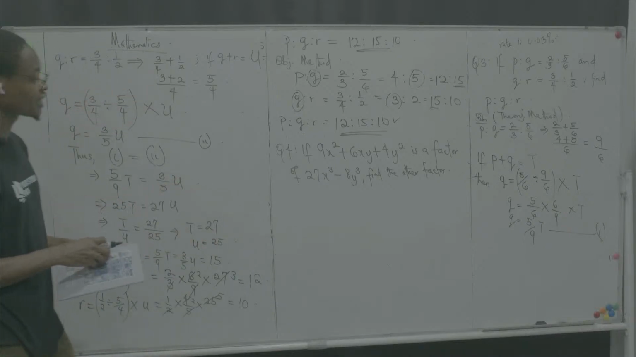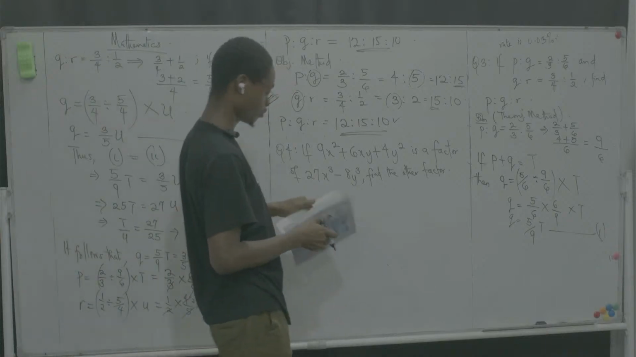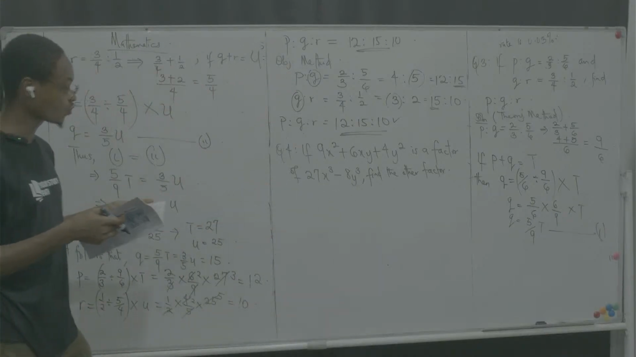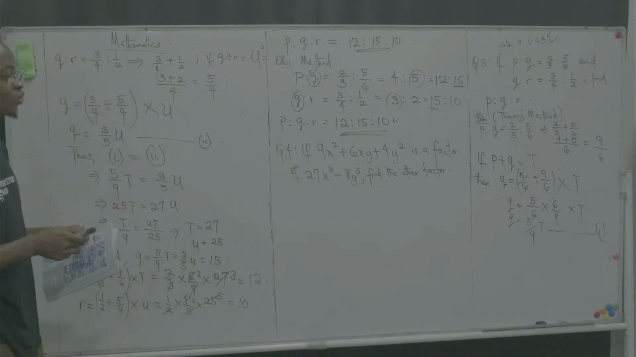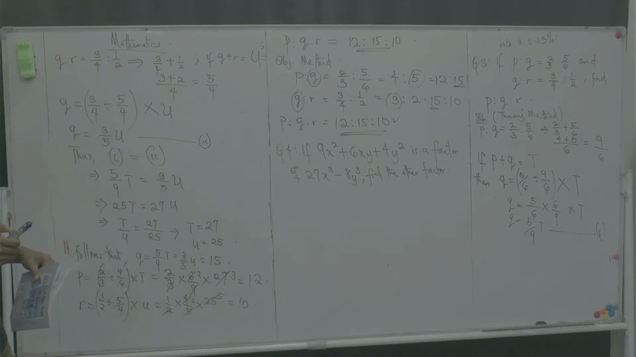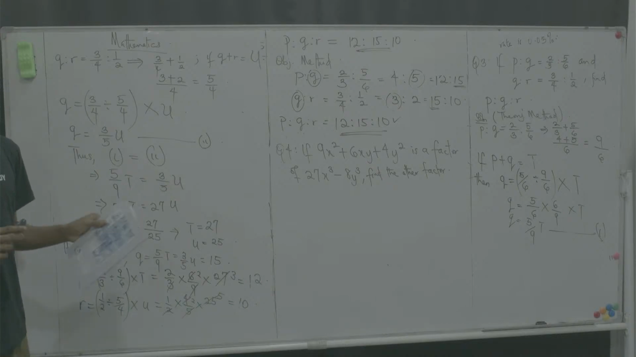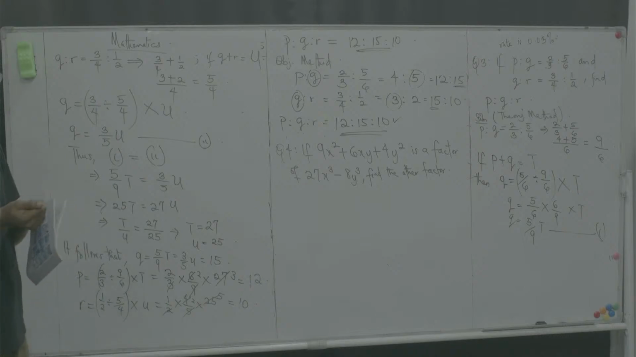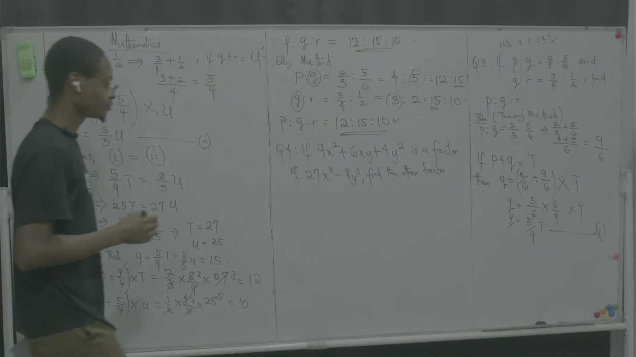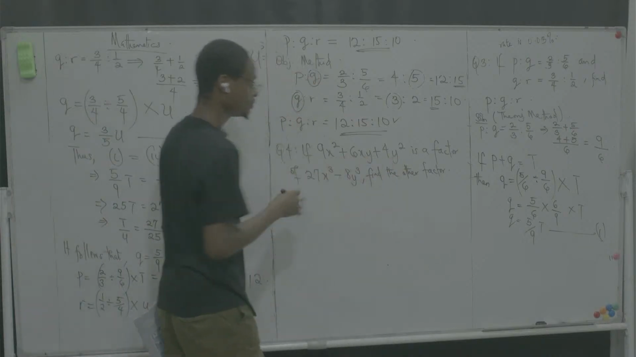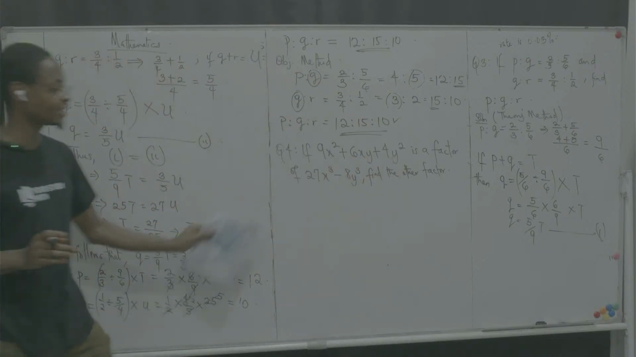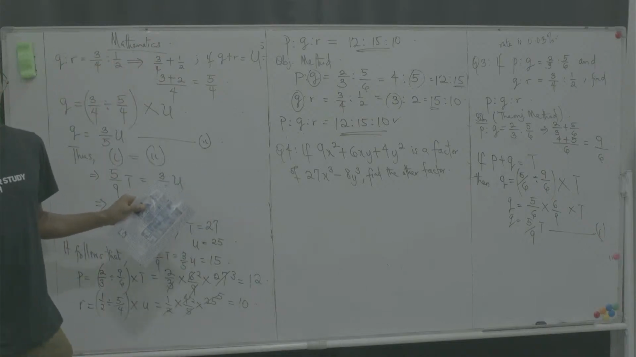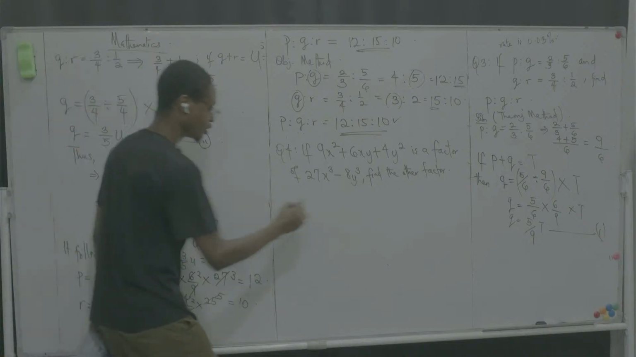So let us solve this. If 9x squared plus 6xy plus 4y squared is a factor of 27x cubed minus 8y cubed, find the other factor. Find the other factor. So that is all we have to quickly do on this. Now, to solve this is very straightforward. The very first thing you have to look at is, if it's a factor, it means that you'll be able to use it to divide the bigger number with no remainder. Abi? So that's the very first thing.